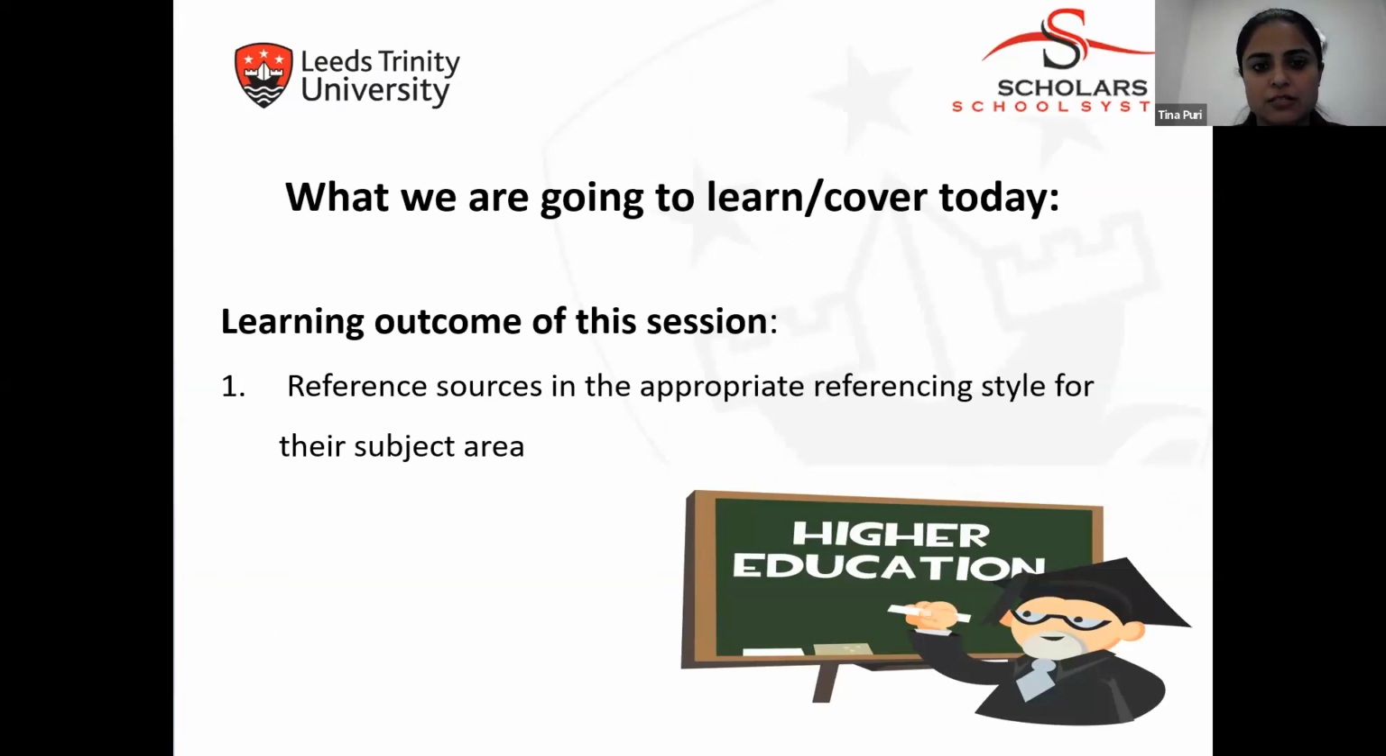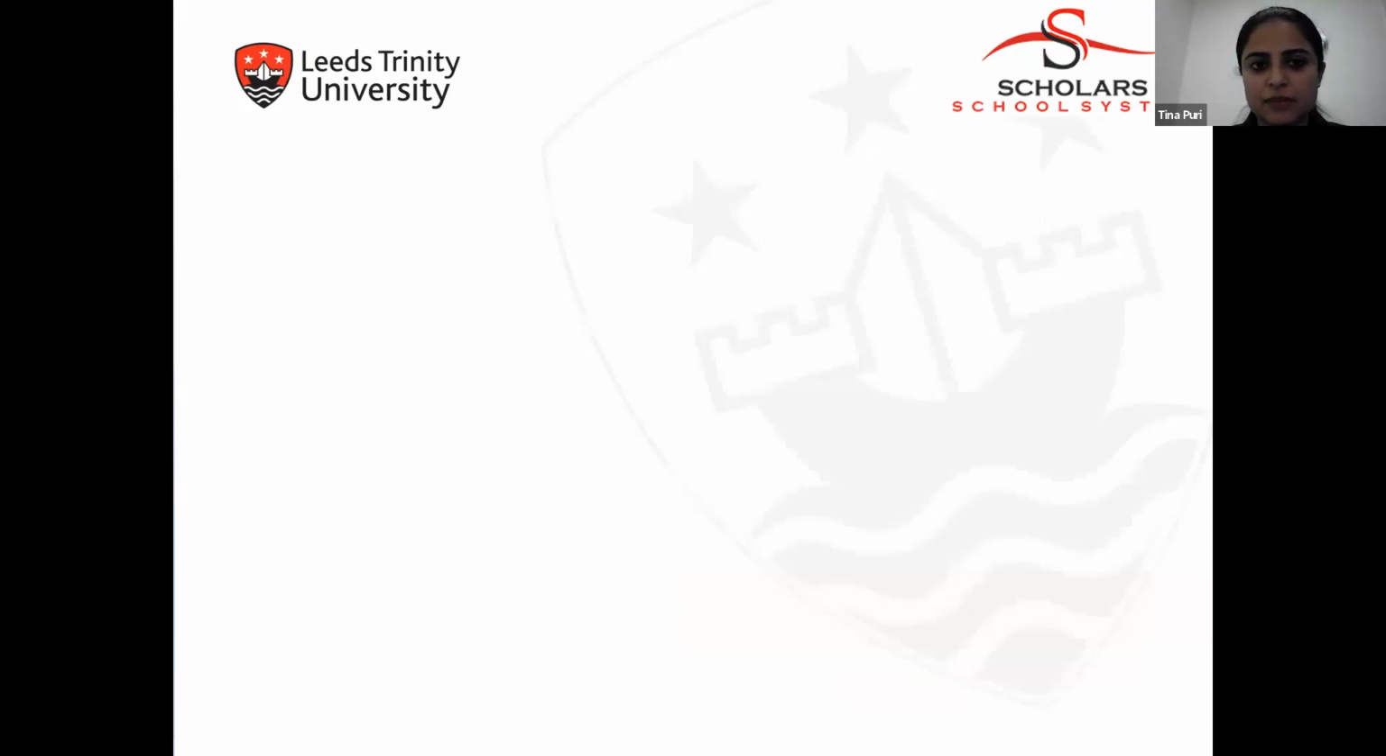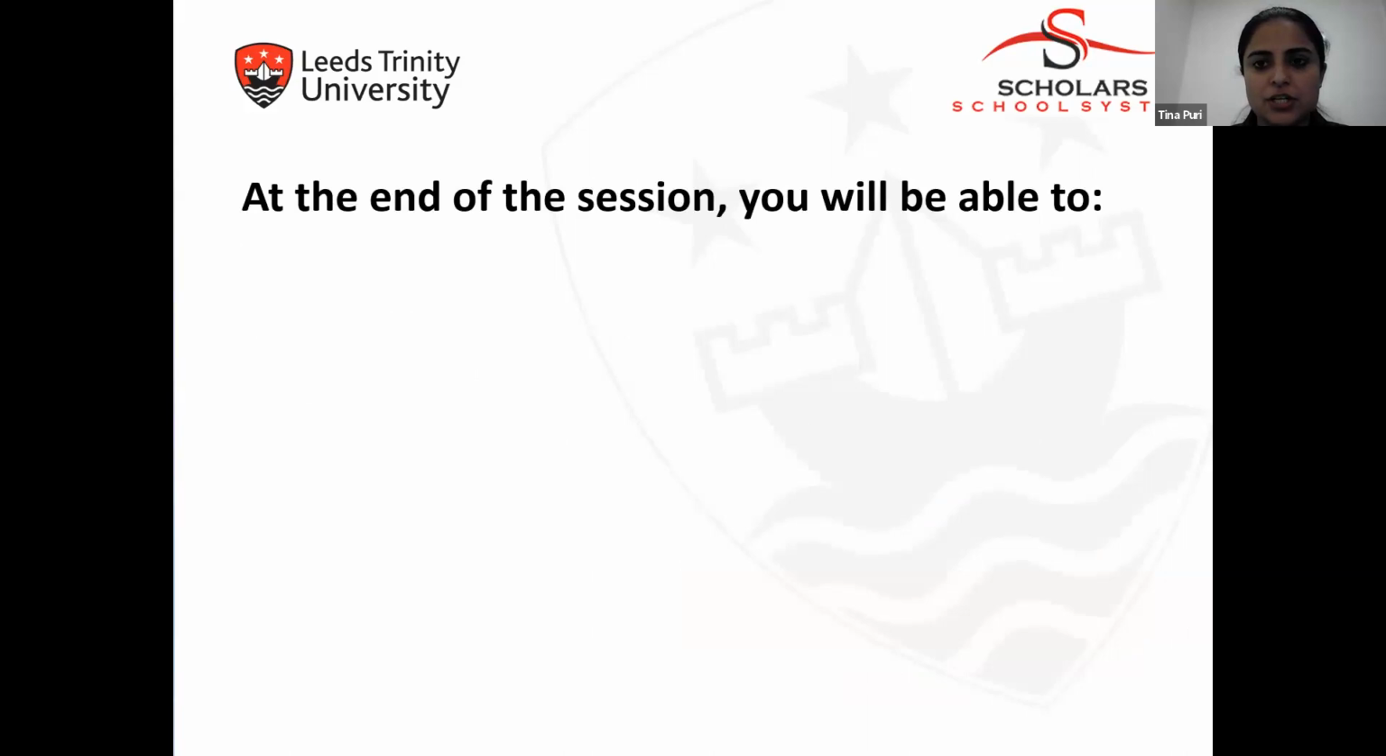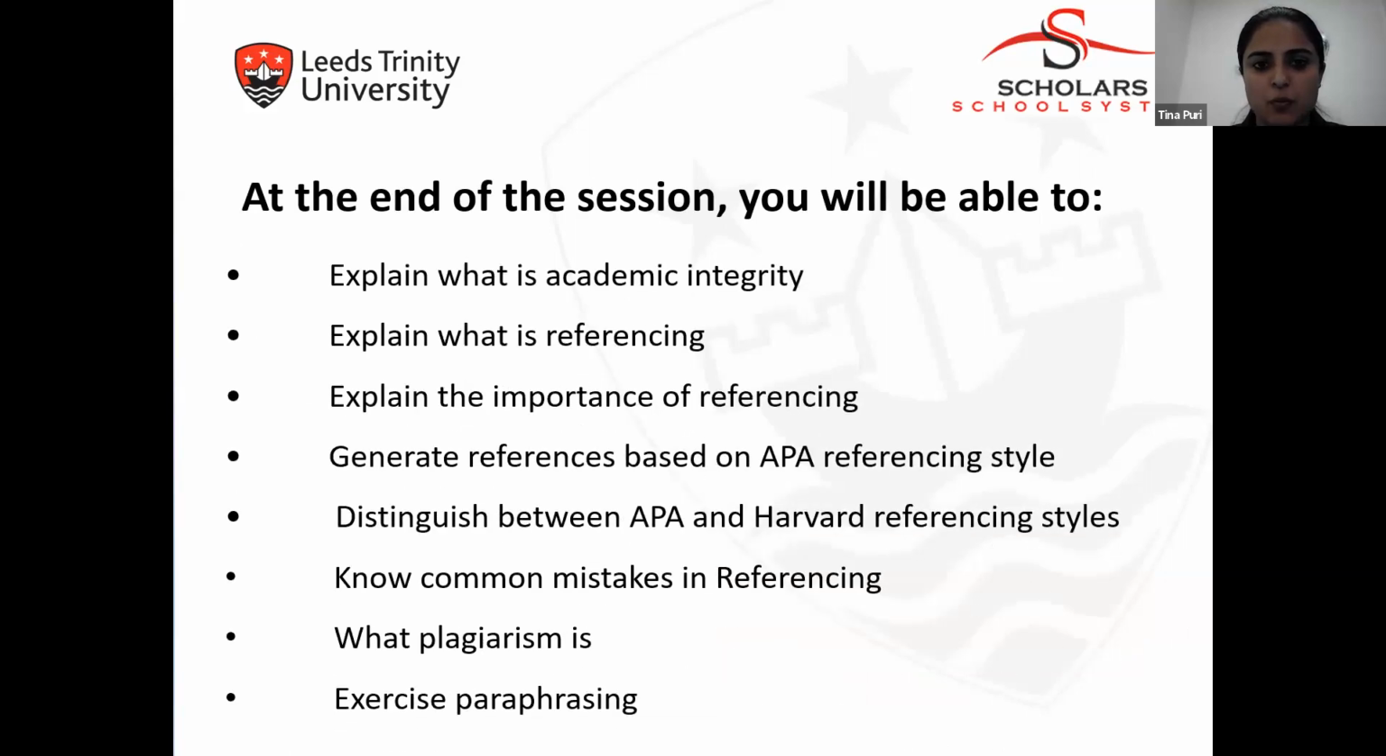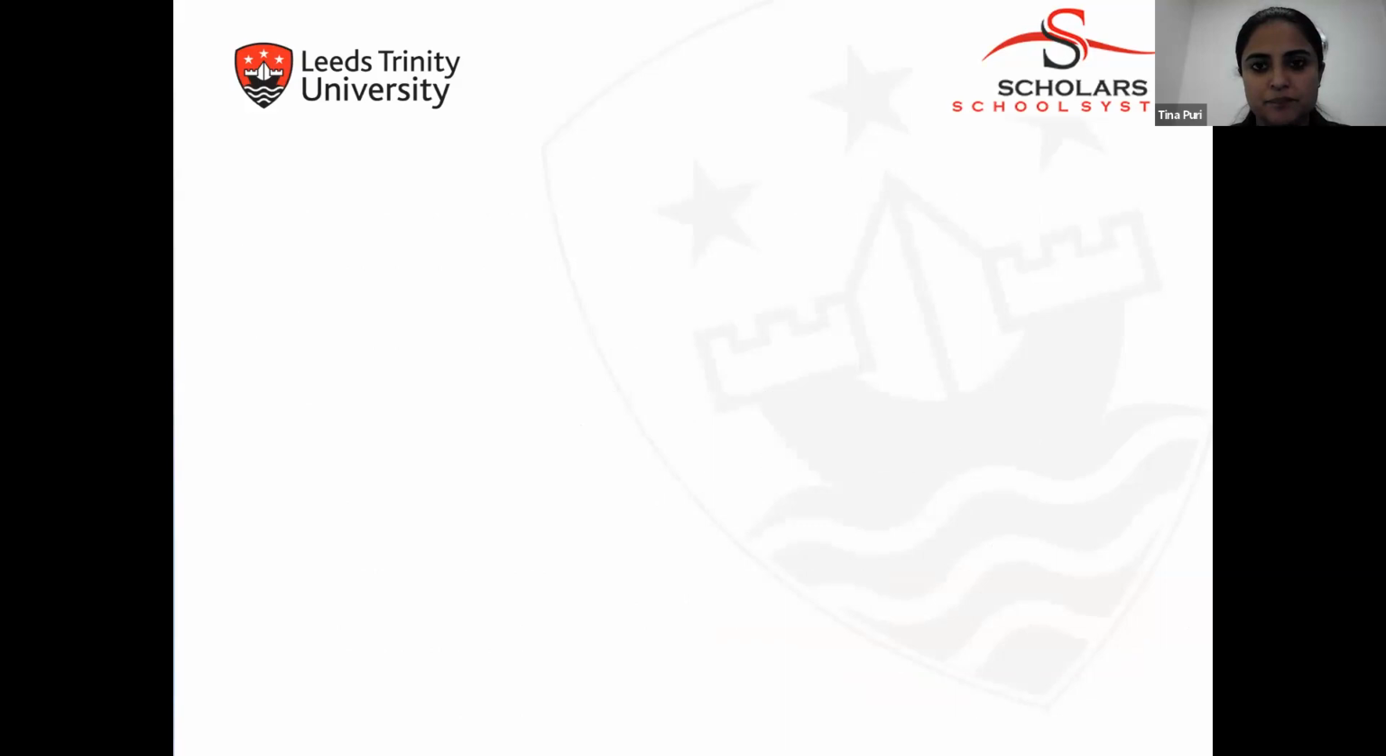The learning outcome of this session is to reference sources in the appropriate referencing style for their subject area. So at the end of the session, you will be able to explain what academic integrity is, explain what referencing is, explain the importance of referencing, generate references based on the APA referencing style, distinguish between APA and Harvard referencing styles, know common mistakes in referencing, know what plagiarism is, and exercise paraphrasing.